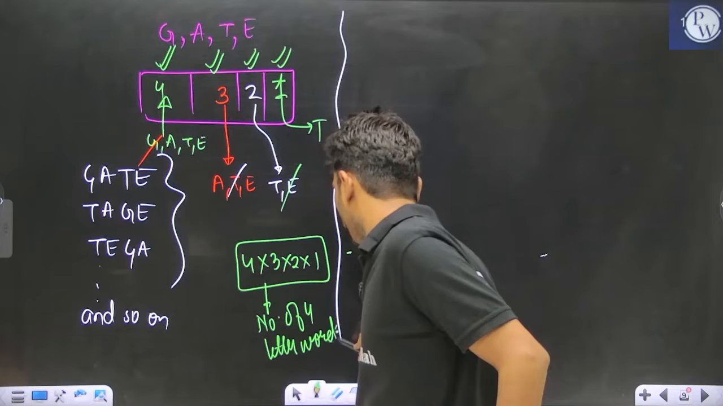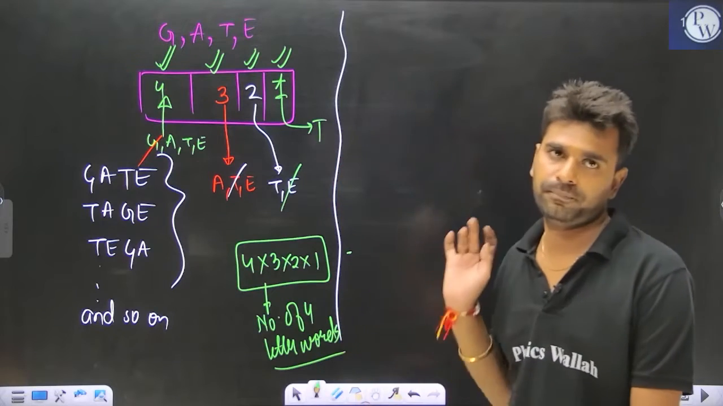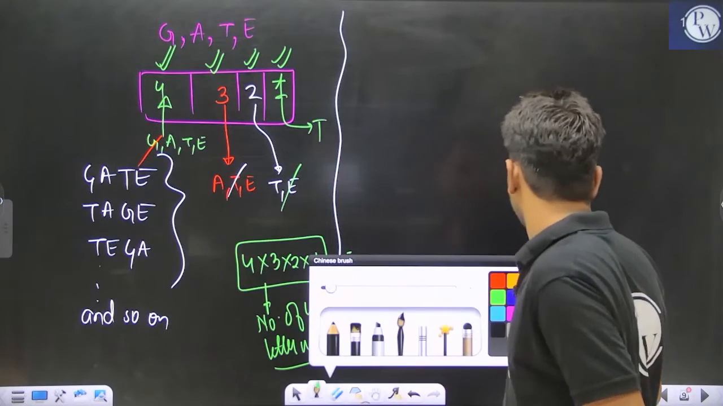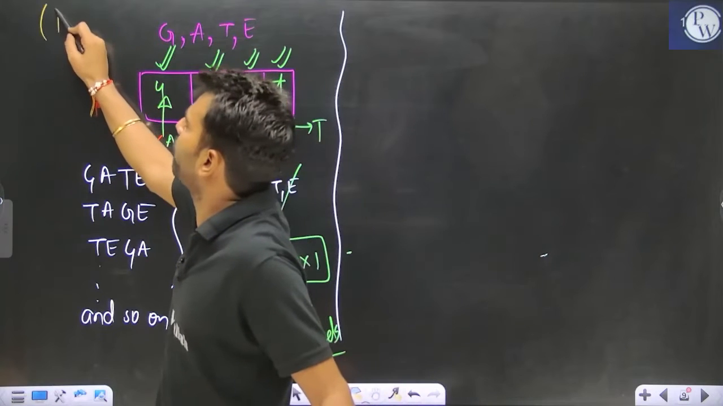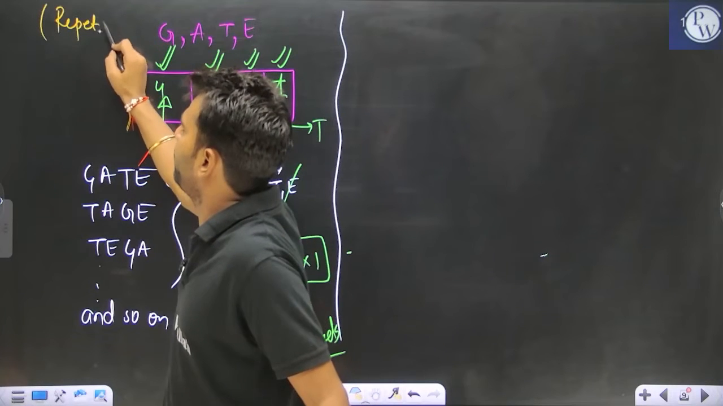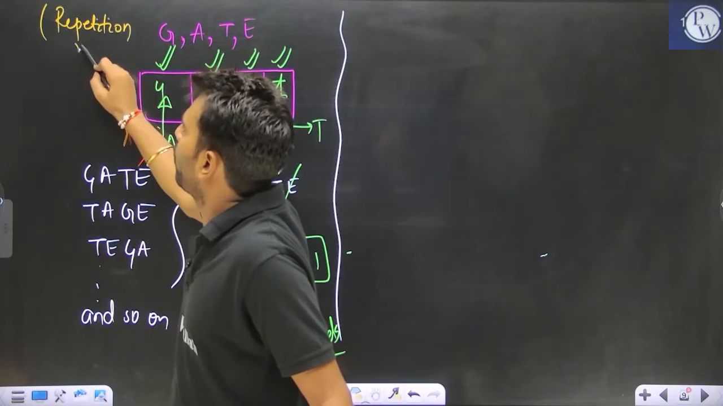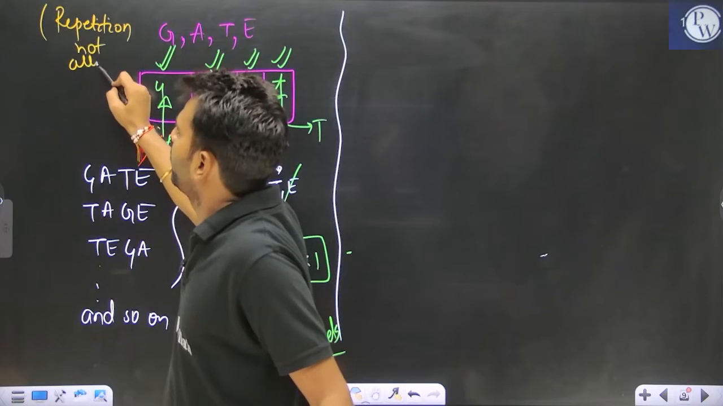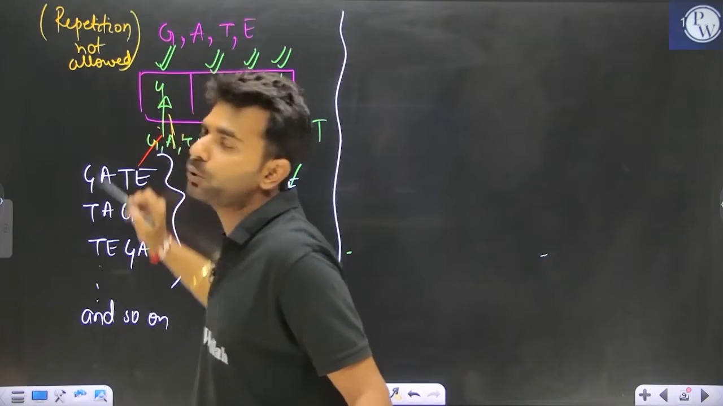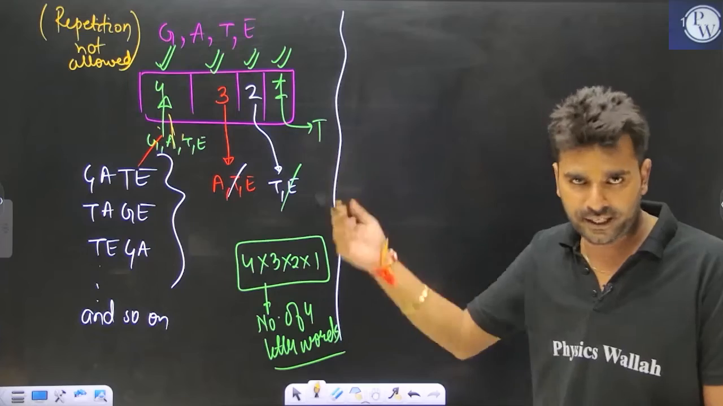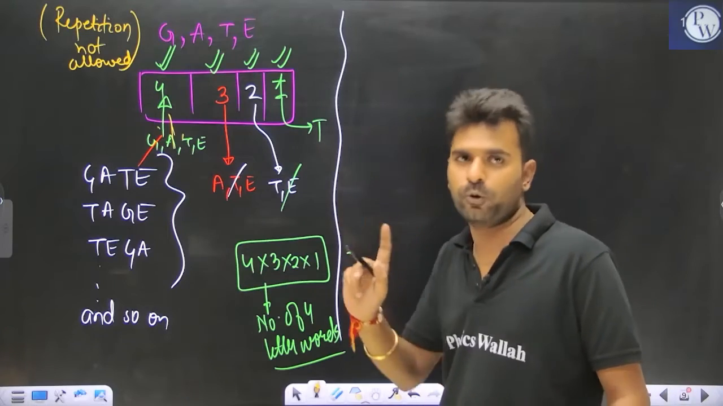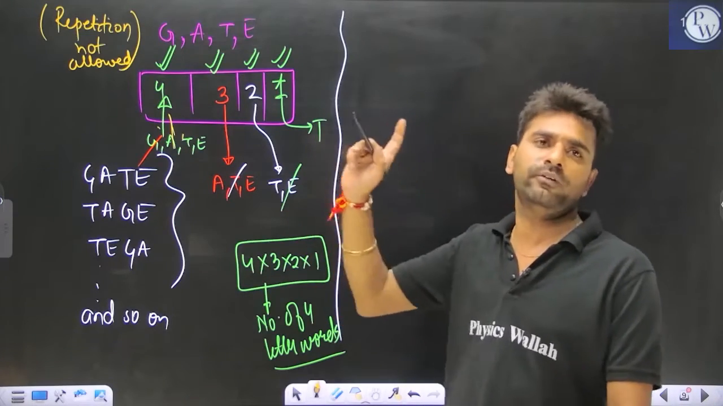I hope you understood this particular thing. Okay, over here repetition was not allowed. That means you cannot fill G twice, you cannot fill A twice or more than that. You have been given only one A, only one G, only one T, only one E.